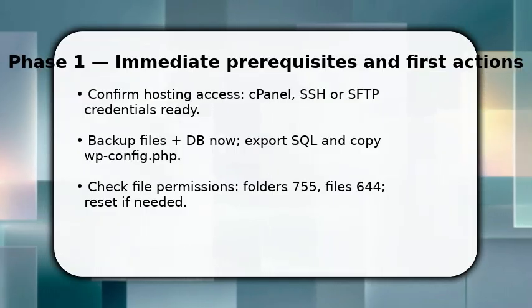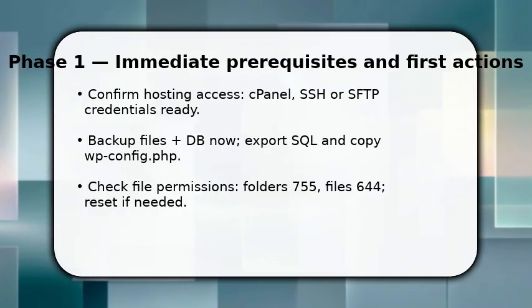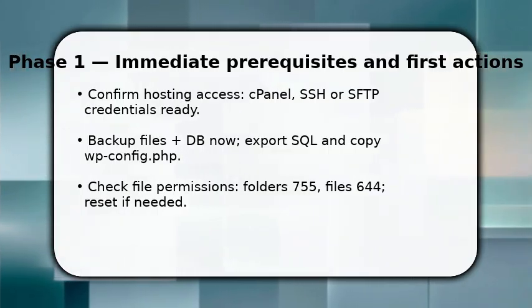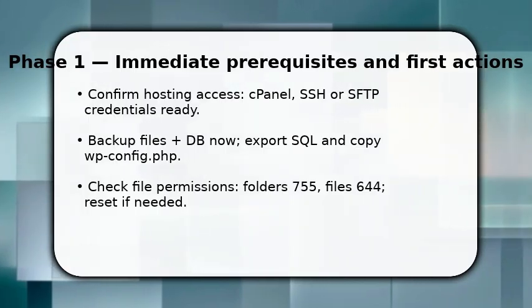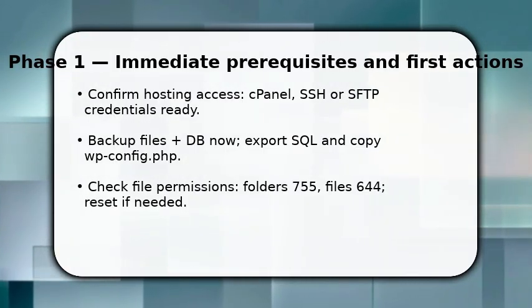You start by verifying access and making a backup. This prevents data loss. Once your cPanel, SFTP or SSH credentials are ready, export the database and copy wp-config.php.